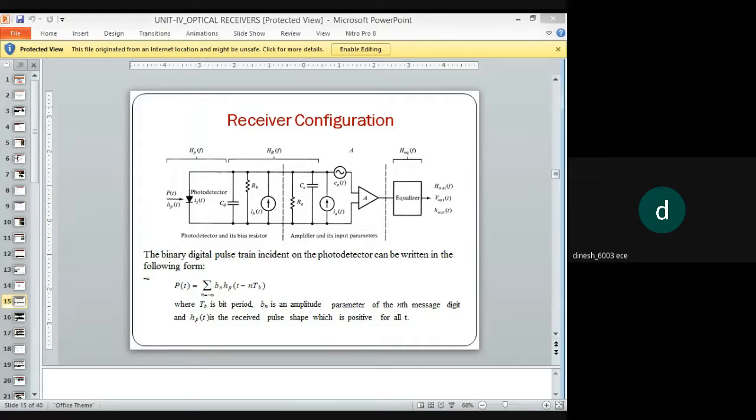Here is an h nu falling on the photodetector. The photodetector will convert the light signals, depending upon the variation, into electrical signals. Then it is given to the amplifier and its input parameters, then to an equalizer.